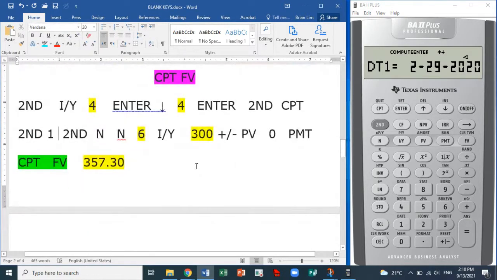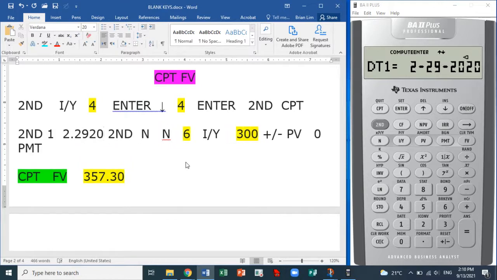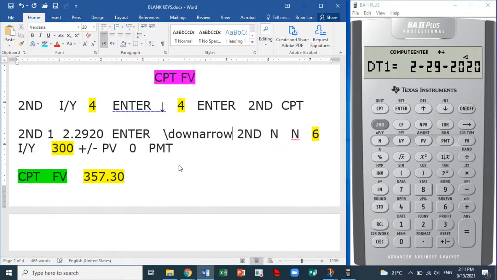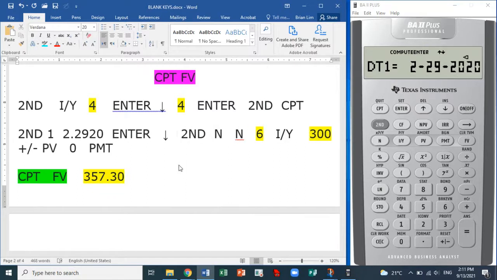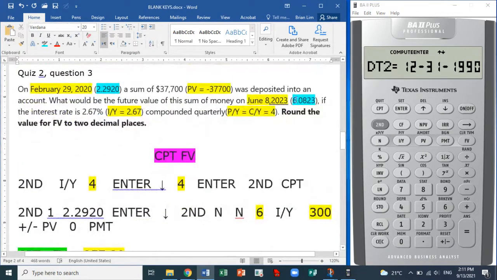Now we've gotten that far. Now we have to insert the 2.2920, and then we press enter. Okay, so now we get the next date. We go to the down arrow. It comes up. There we go, down arrow. And then we have to put in the next date. Now the next date is June the 8th, 2023.